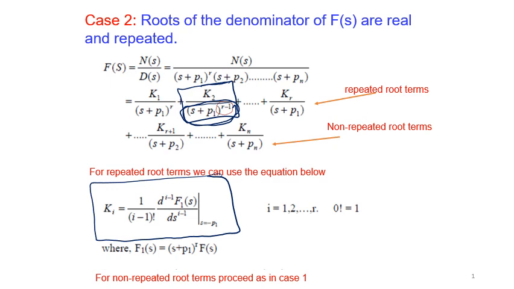And it's equal to 1 over (i minus 1) factorial, that is (2 minus 1) factorial, into the (i minus 1)th derivative of F1(s) with respect to s, where F1(s) is to be calculated as you can see here. So it's equal to the denominator of the repeated function multiplied into the function. Let us see the example in the next slide. Hopefully it will make things clearer.